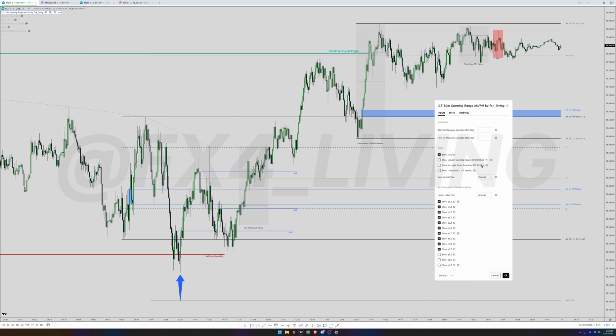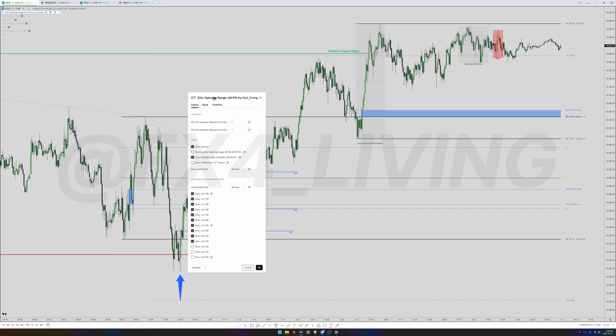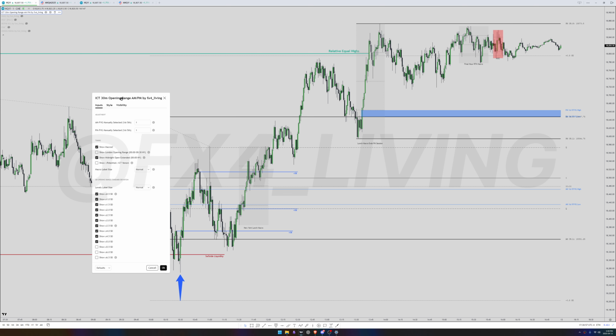Right here, you can show the midnight open, which is a pretty cool feature. You can know where you are relative to the midnight open, which is right here. Midnight open at New York local time.